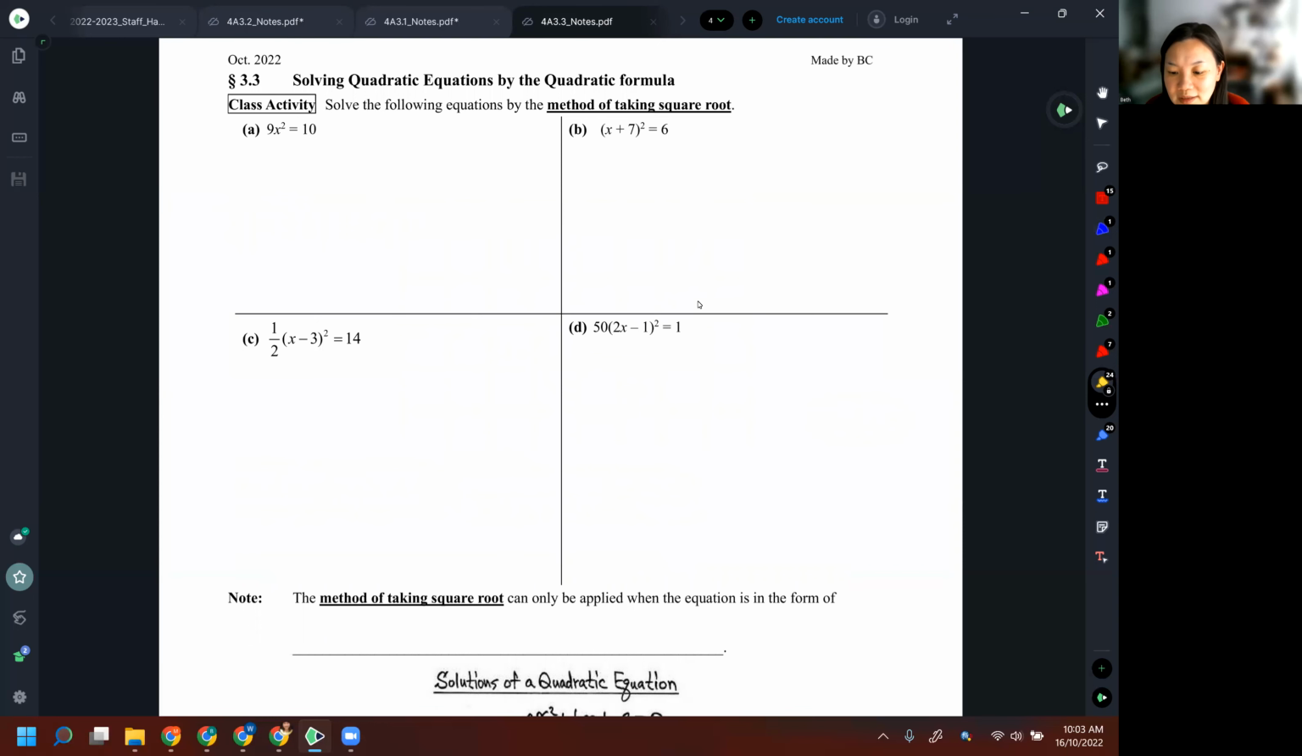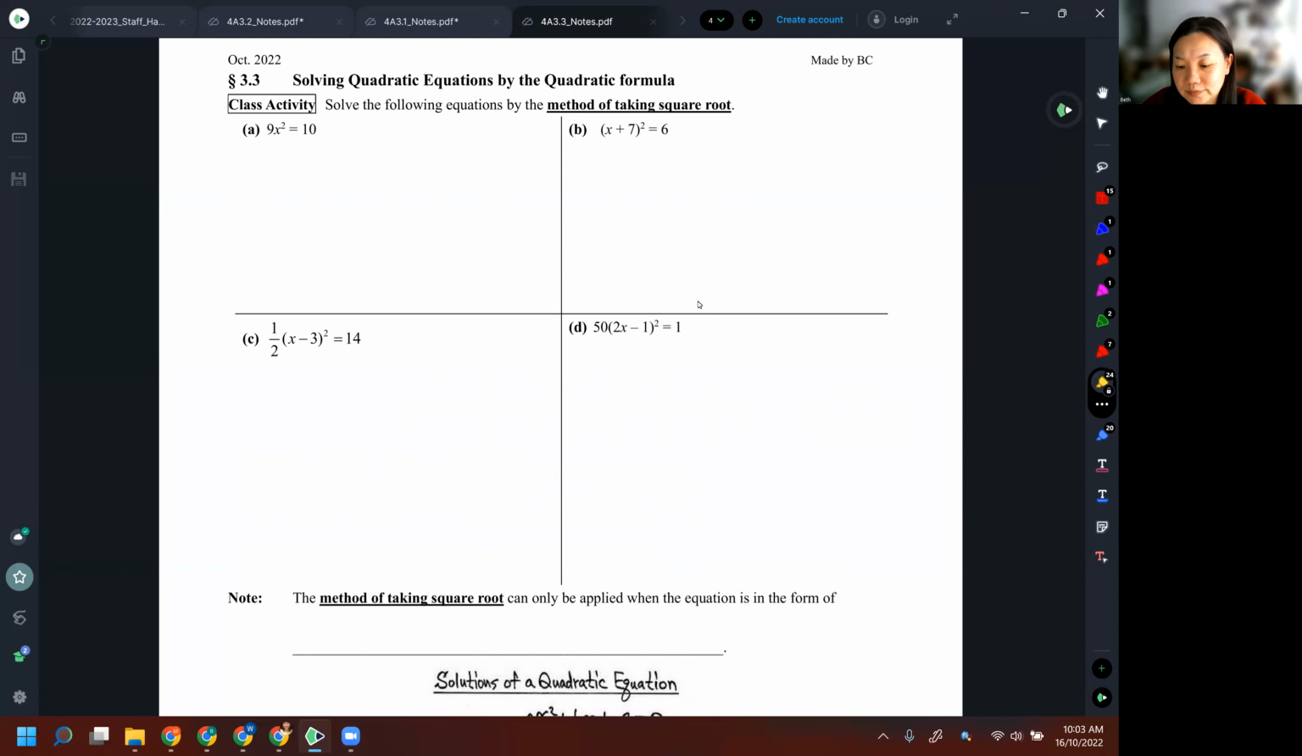Look at the first class activity. In this activity, you're going to solve 4 equations, all quadratic equations, by the method of taking square roots. Now, this method is not the factor method, it's not the graphical method. I just want you to realize that there are other methods that are available. Some of them are not in our textbook, but they are equally as simple. Okay, I will show you how to do that.